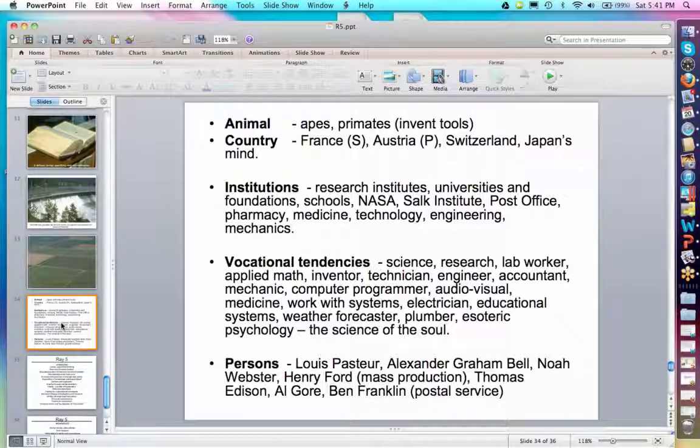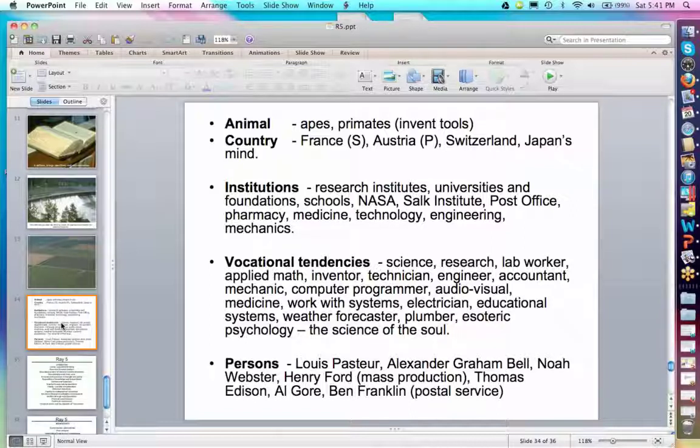Austria, it's its personality. Switzerland, it's probably its personality. And it is, in my estimation, Japan's mind. It has the fifth ray on the mind. Look at all the technical things that come to us from Japan. Some of the institutions are research institutions, universities, schools, you see. Schools are taught in a fifth ray style.